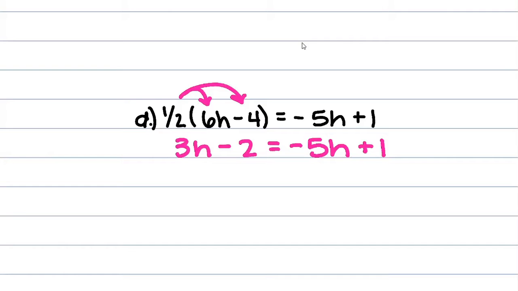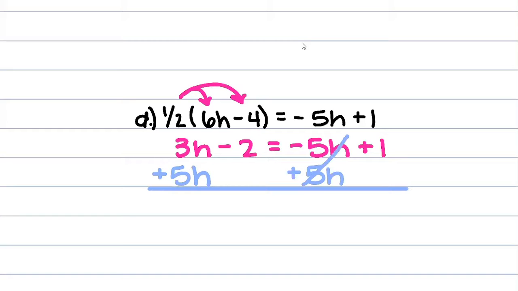Now I look here, I have a variable on both sides. I have a 3h and a -5h. If I bring that -5 to the opposite side of that equal sign, it's going to turn into a positive and make my coefficient of that variable positive as well. So if I do this, I'm going to add the 5h to both sides. Those 5h's would cancel out. The 1 drops down, so does the -2. 3h plus 5h is 8h, minus 2 is equal to 1.